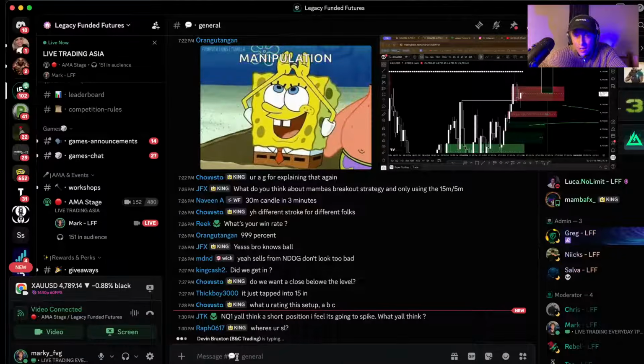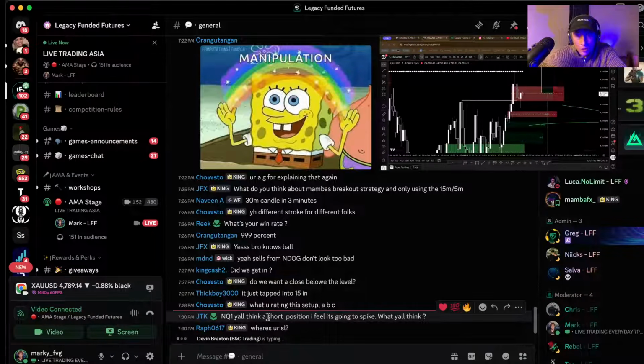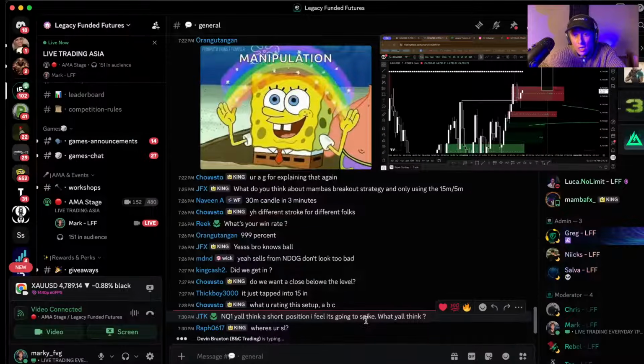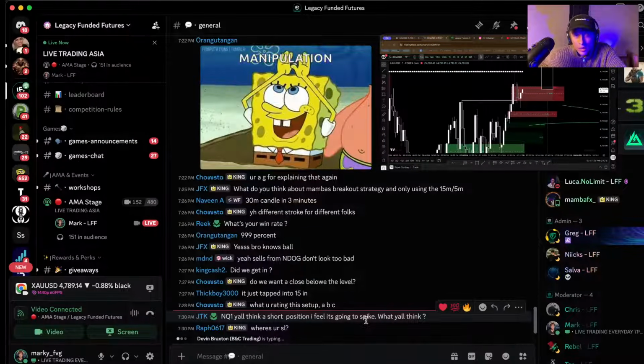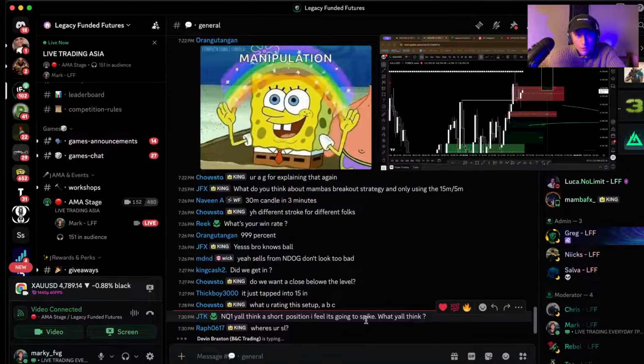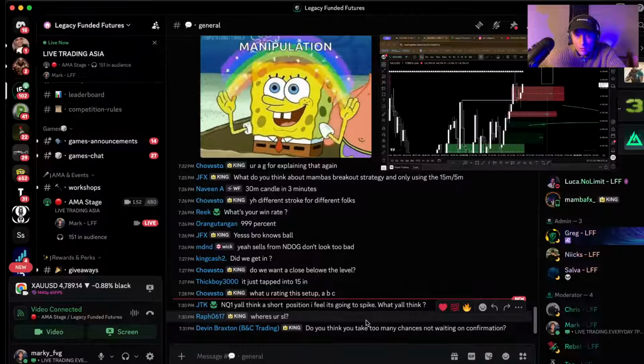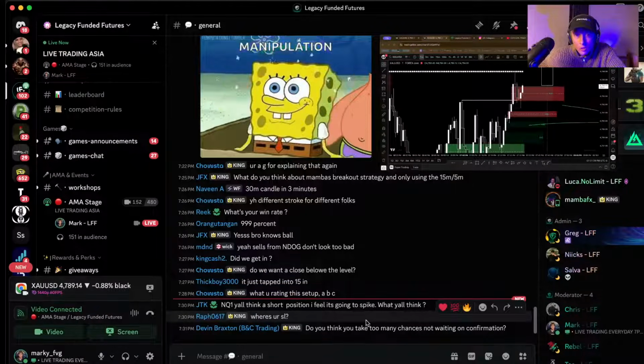Where's your SL? Just slightly above the high. NQ1, y'all thinking a short position? I think it's going to spike. We're in Asia session, so you obviously don't want to be trading a USD only pair. It's not going to be as volatile as gold is. Sells from the new day opening gap don't look too bad.